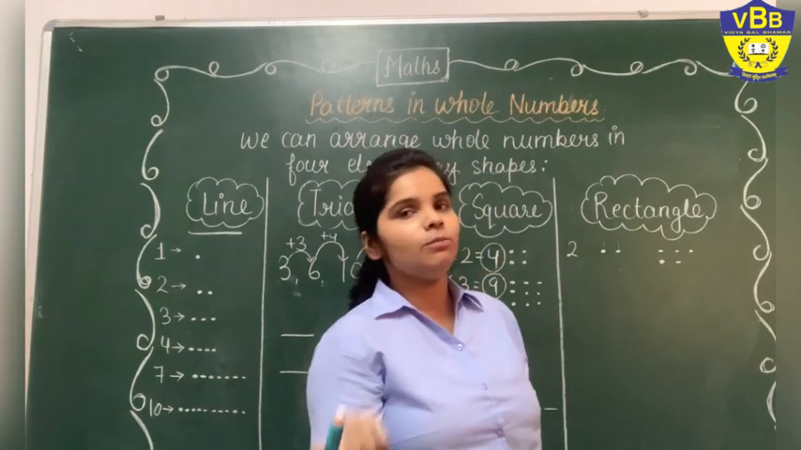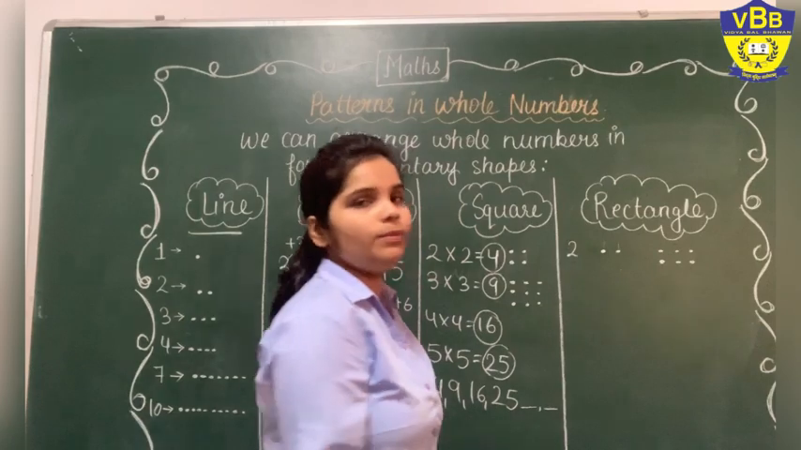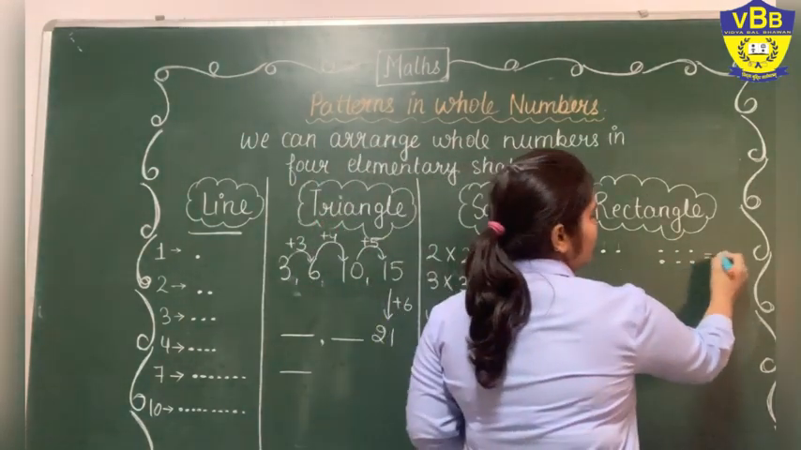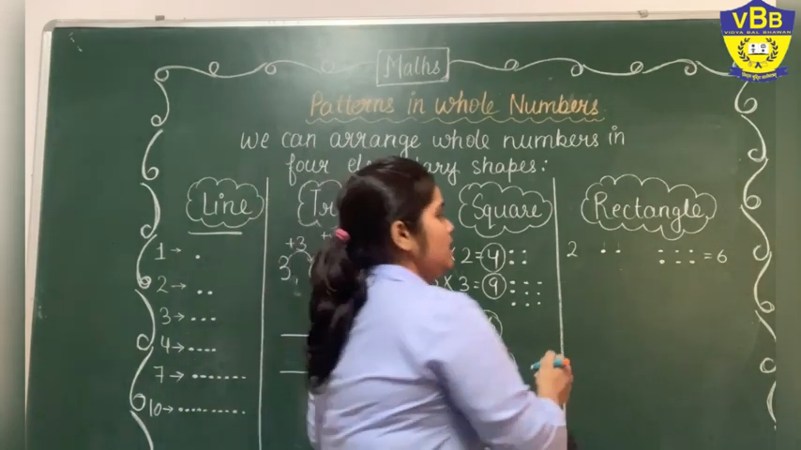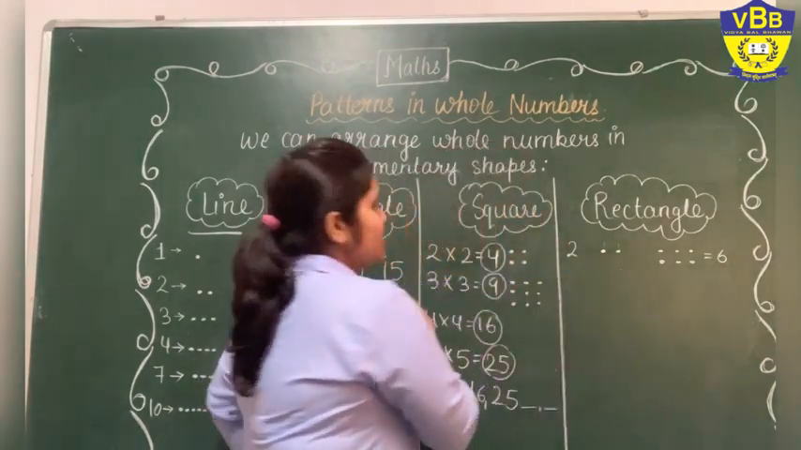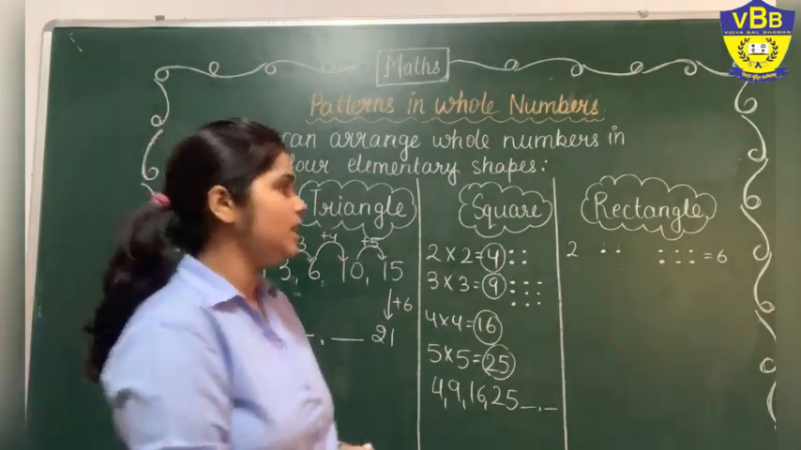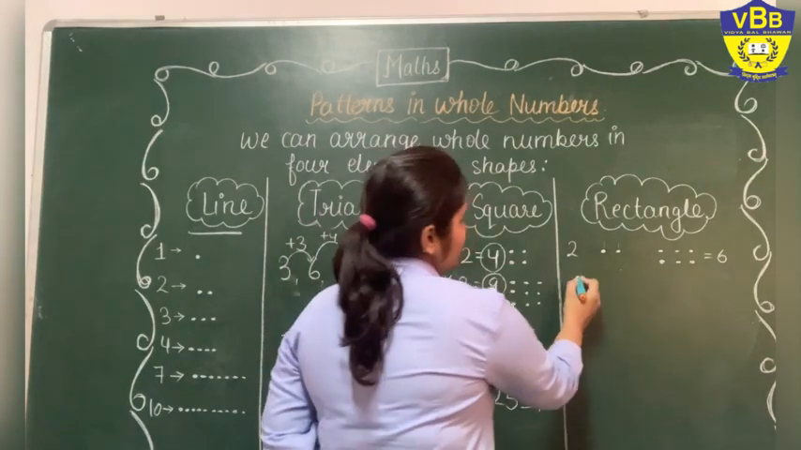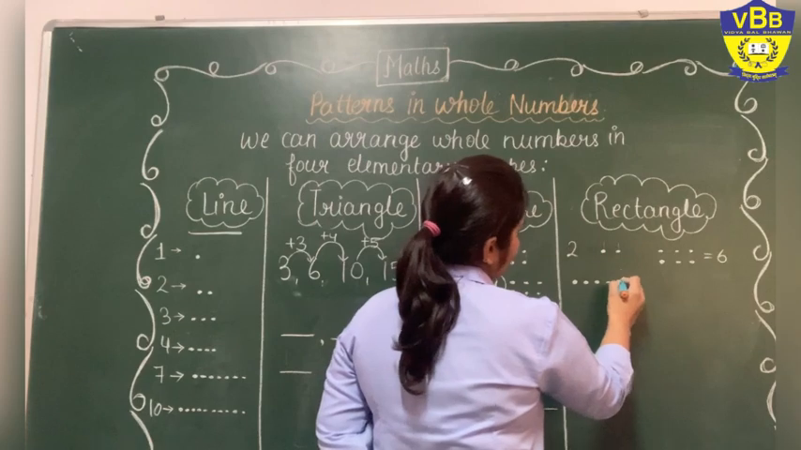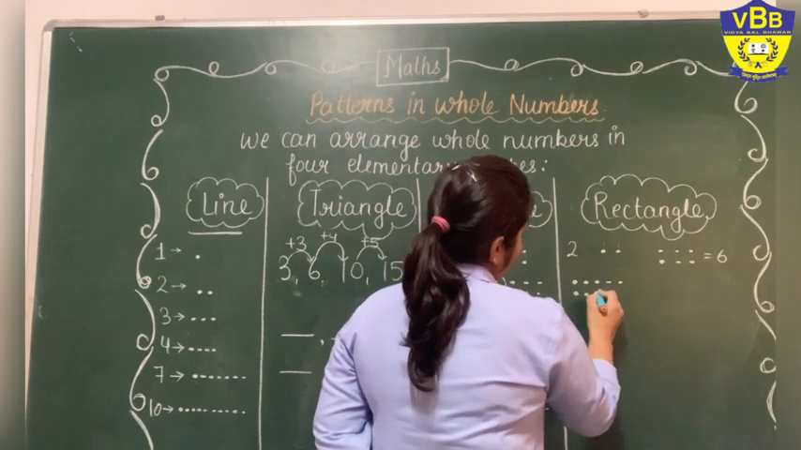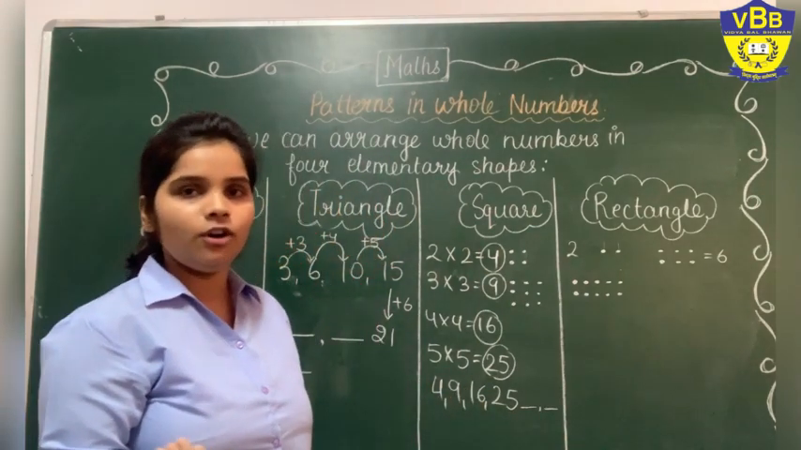So 5 cannot form a rectangle. But 6, this incomplete dot, if I complete it, 6 dots can form a rectangle after 2. Yes or no? Okay. So after this 6, can you imagine other numbers which can be arranged in a rectangle? Like after 6, 7, 1, 2, 3, 4, 5, 6, 7, 8, 9, 10. 10 can be arranged in the rectangle form.